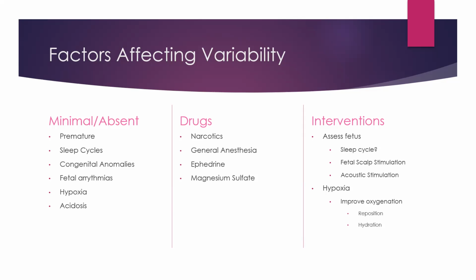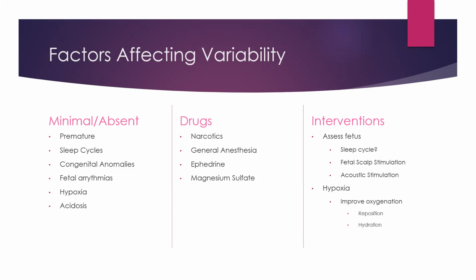And again, variability is indicative of oxygenation. So if there's hypoxia, which leads to acidosis, that may present itself as minimal to absent variability. There are also medications or drugs that we give that can affect fetal variability. Narcotics, believe it or not, we do give narcotics in labor. A lot of times we're giving fentanyl or morphine to moms for pain control, and that can affect variability.